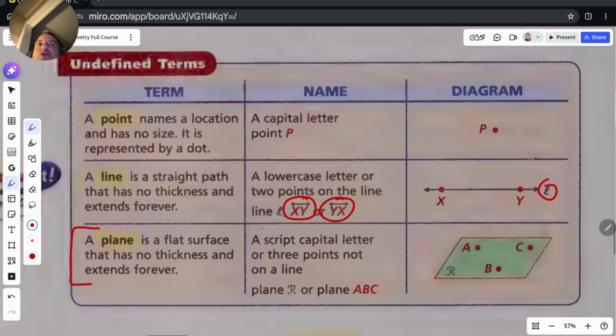The first way is to use a script capital letter. That's like that fancy cursive capital letter, like script R. That's how we can write it, we say plane R. The second way is to use any 3 points on the plane that do not lie on the same line. For example, plane ABC.